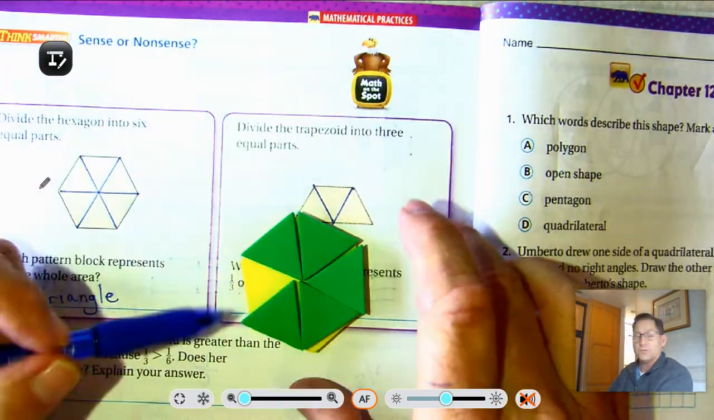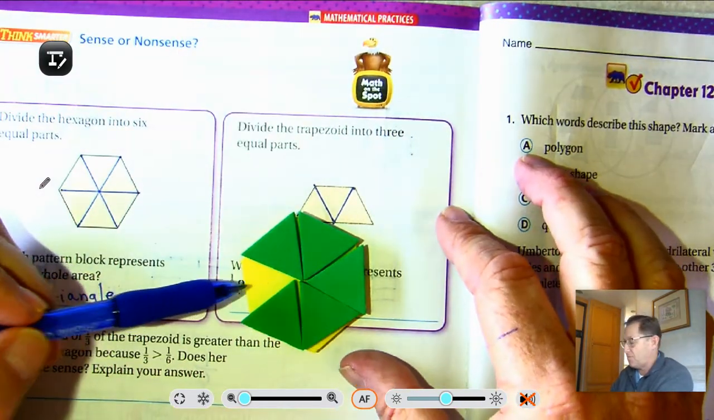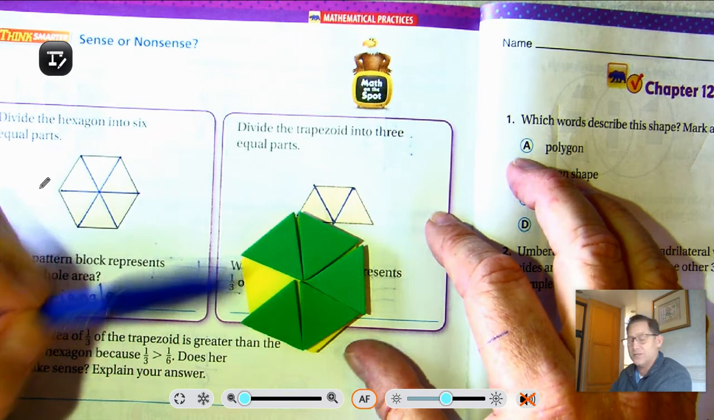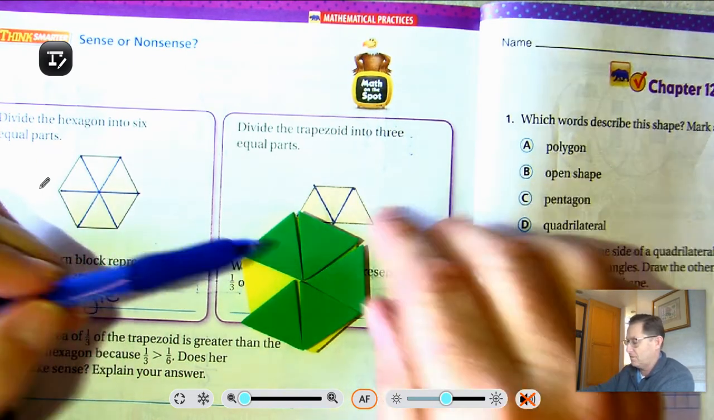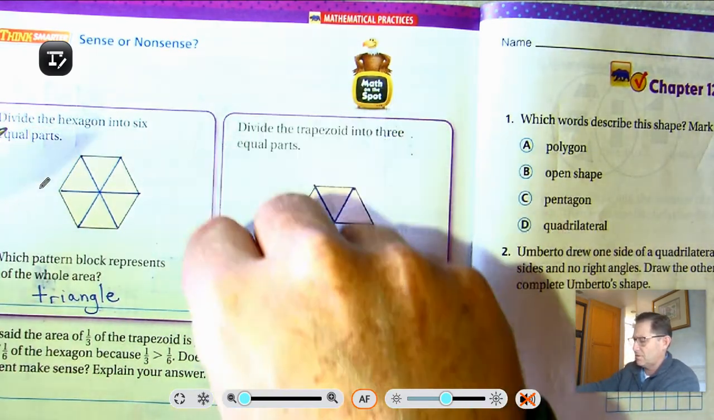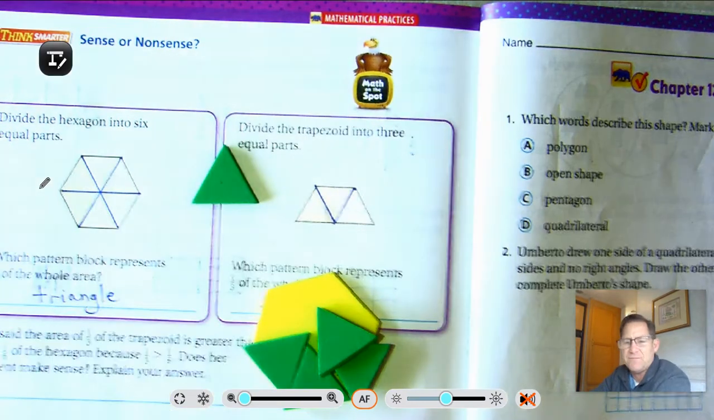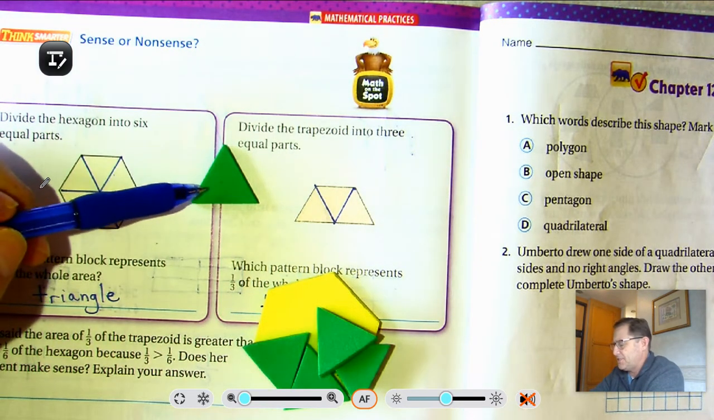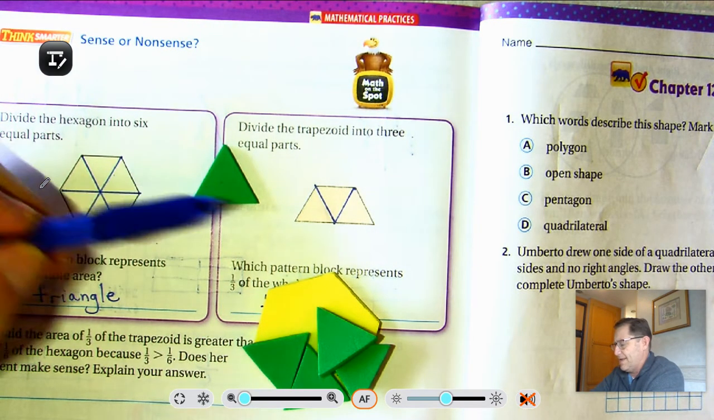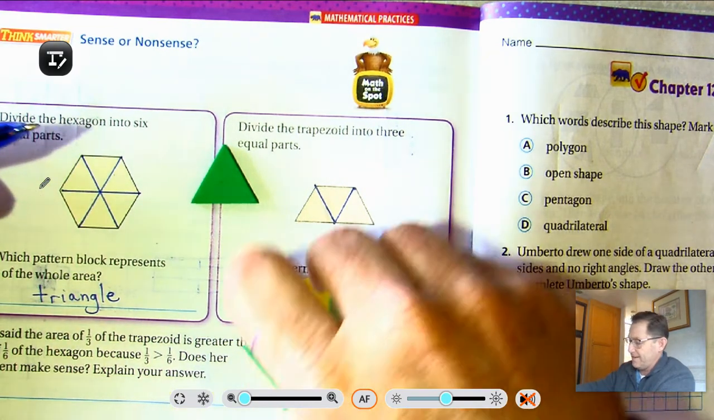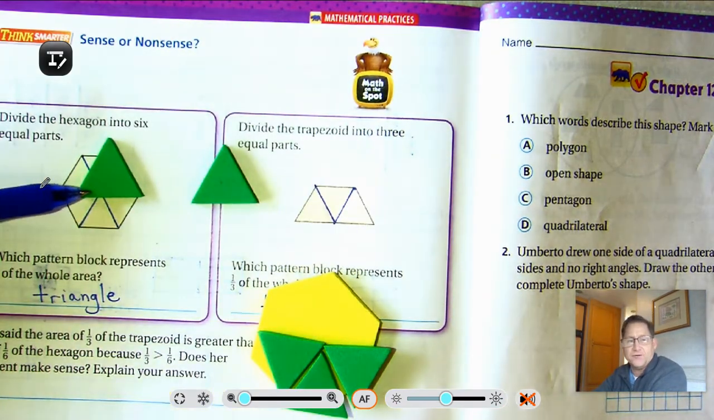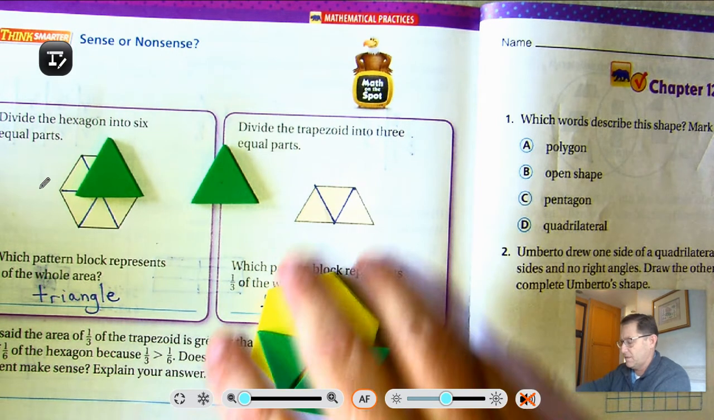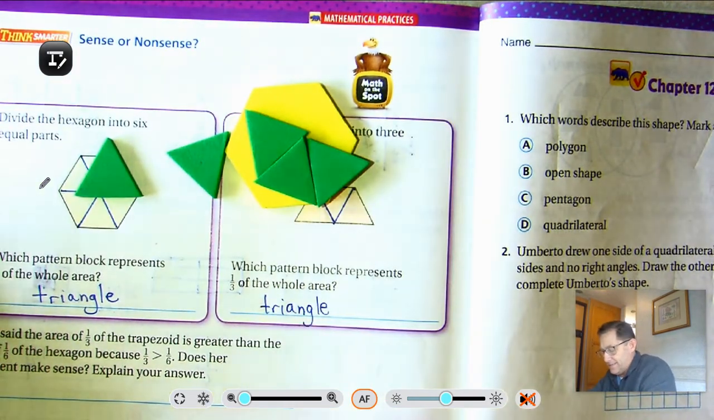Okay. So if each part of this hexagon is a triangle, aren't the areas of those 2 triangles the same? So how can this triangle in the trapezoid be greater than this triangle in the hexagon? They're not. So no, her statement doesn't make sense.